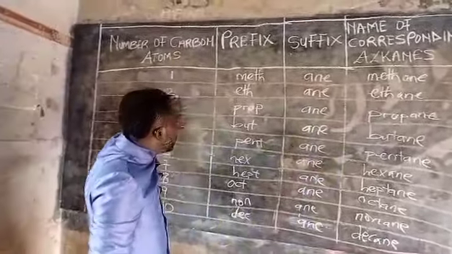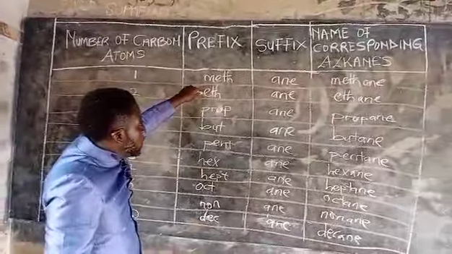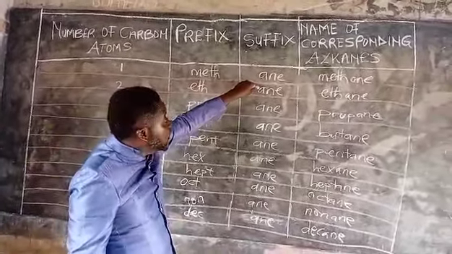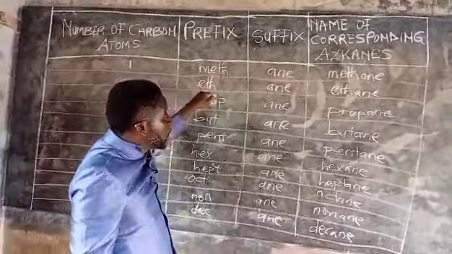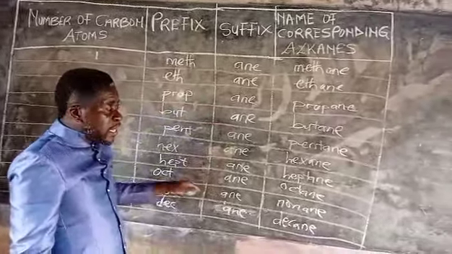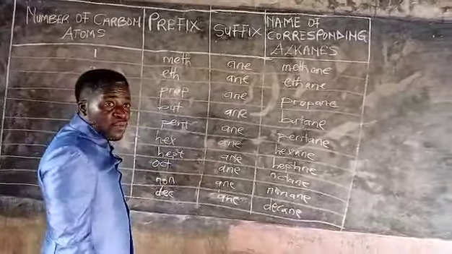When you come to carbon number 2, it is eth. Then the suffix, as usual, is ane. When you add the two together, you have ethane. And you continue till you get to carbon number 10.